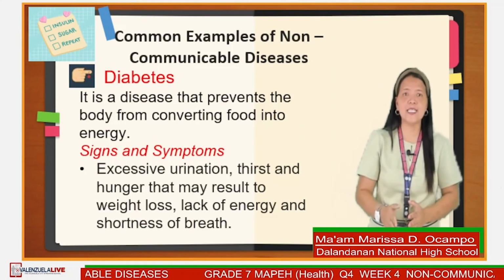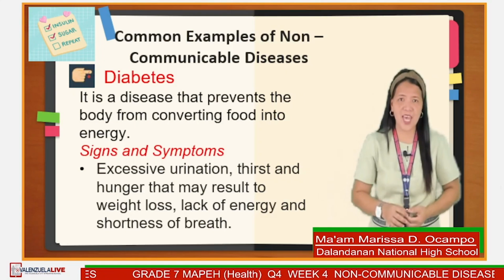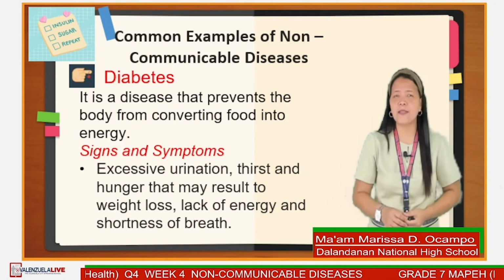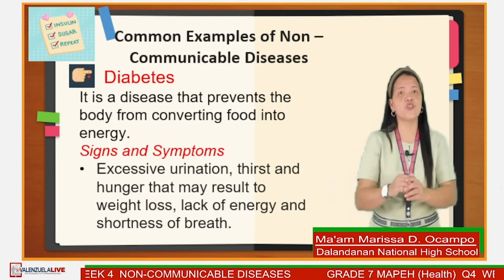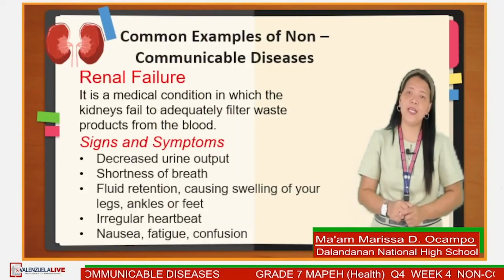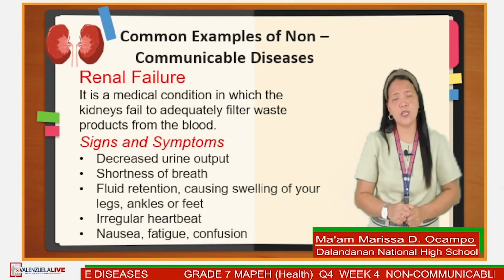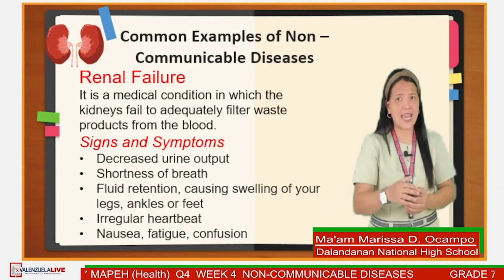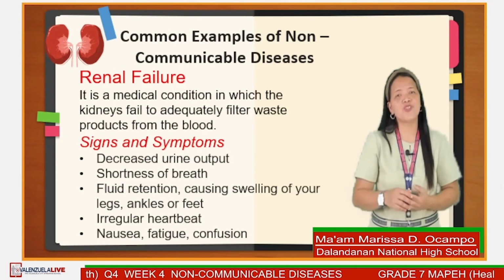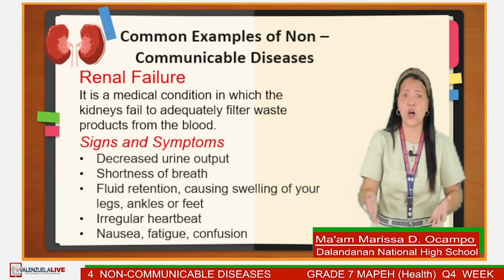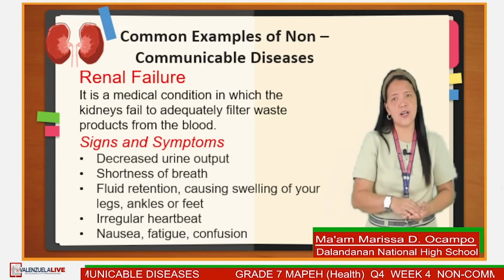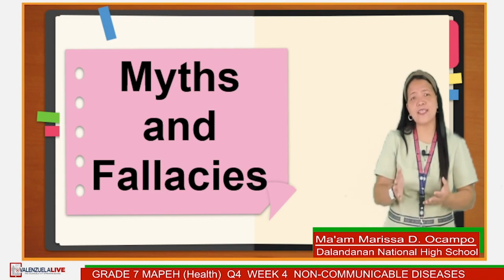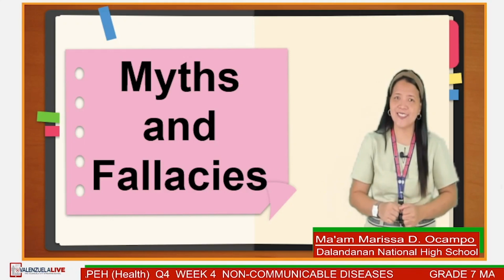Diabetes. It is a disease that prevents the body from converting food into energy. Signs and symptoms: excessive urination, thirst and hunger that may result in weight loss, lack of energy, and shortness of breath. Renal failure. It is a medical condition in which the kidneys fail to adequately filter waste products from the blood. Signs and symptoms: decreased urine output, shortness of breath, fluid retention causing swelling of your legs, ankles or feet, irregular heartbeat, nausea, fatigue, confusion. Those are common examples of non-communicable diseases or NCDs.